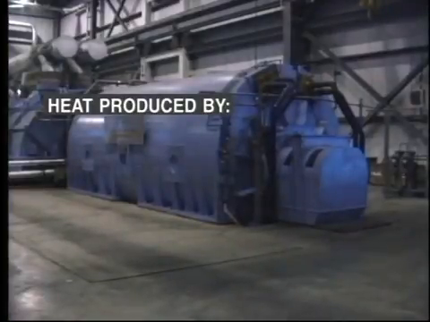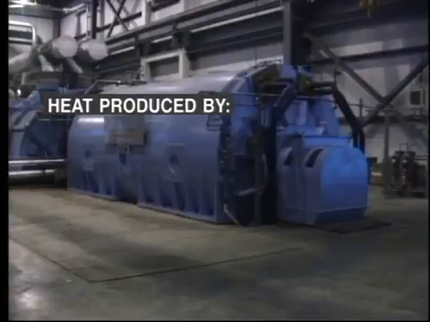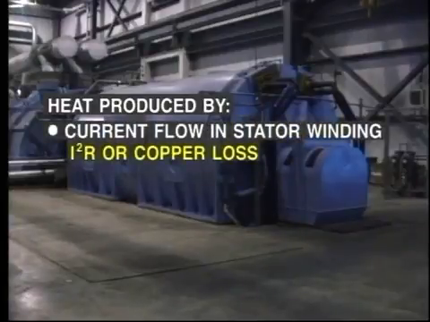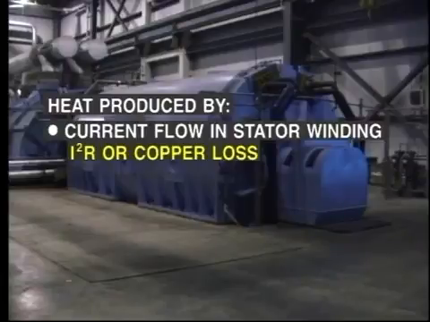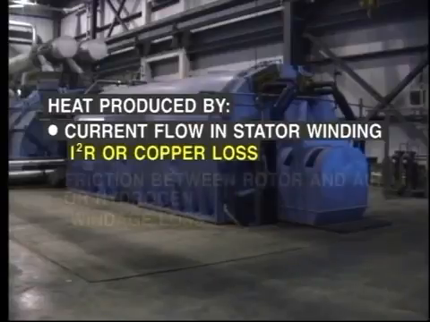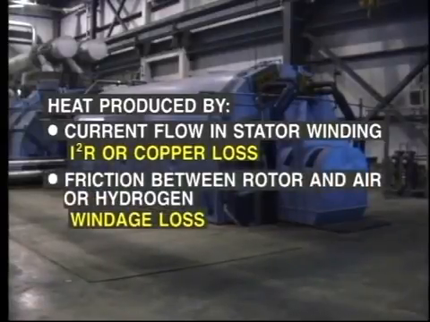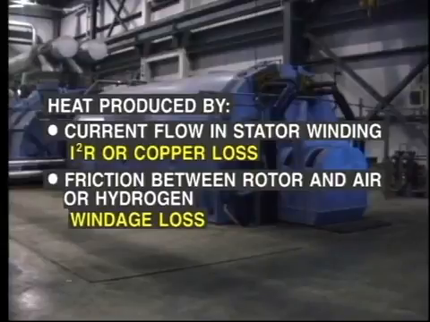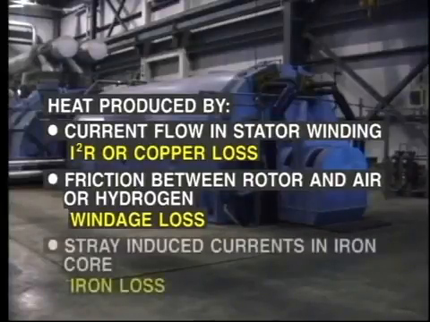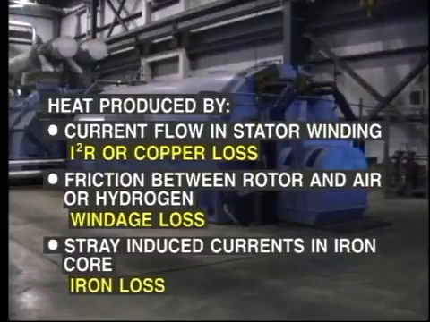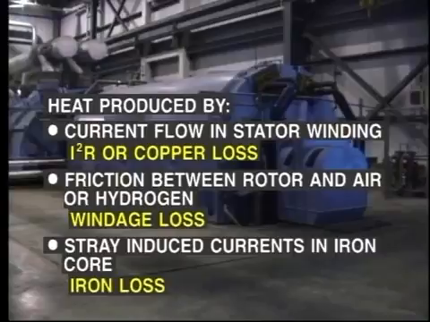Heat is produced within the generator in three ways. Current flowing in the stator winding produces heat, which is proportional to the square of the current. This is the I squared R, or copper loss. Friction between the spinning rotor and the air, or hydrogen, in the generator produces heat called windage loss. Stray induced currents in the iron core produce heat called iron loss.